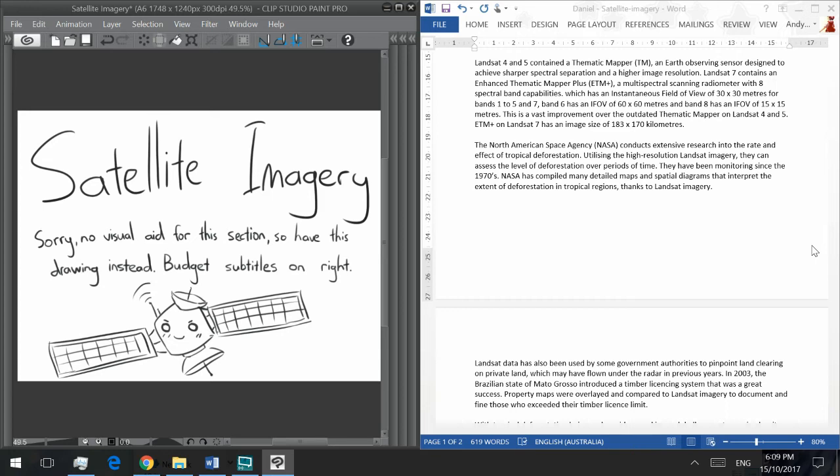This is a vast improvement over the outdated thematic mapper on Landsat 4 and 5. Enhanced thematic mapper plus on Landsat 7 has an image size of 183 by 170 kilometers.